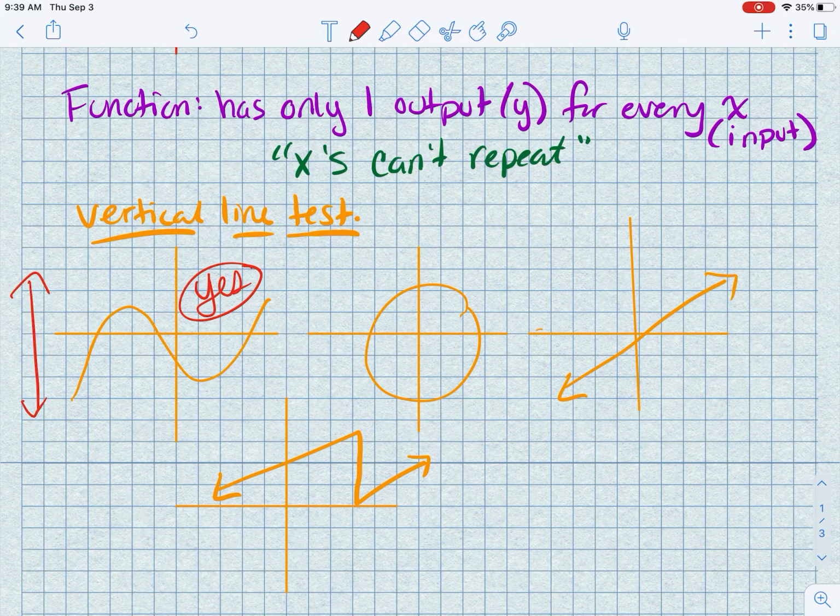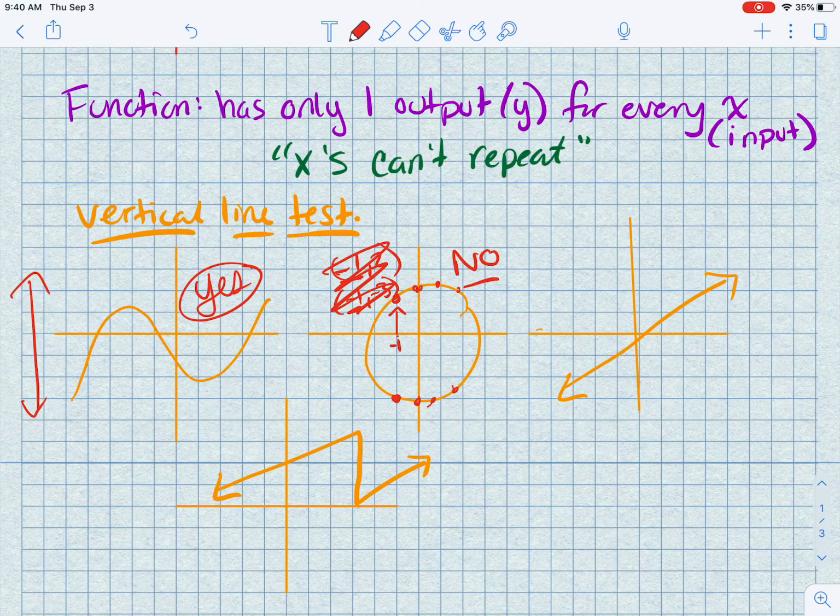The circle. Well, as I hold my hand straight up and down, and I move my hand across, oh no, I have 2 outputs here. I have 2 Y values, almost all the way across this one. So is it a function? No, because our X's would repeat. Here's my X value at -1. That means I have -1, 2, and I have -1, -3. I have 2 of the same X values with different outputs. Okay, so my X is repeated. The vertical line test failed, so it's not a function.